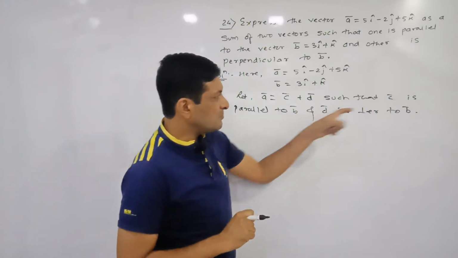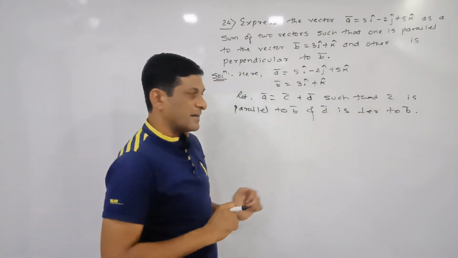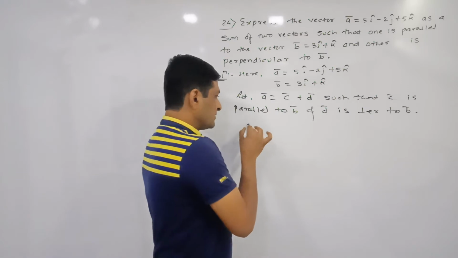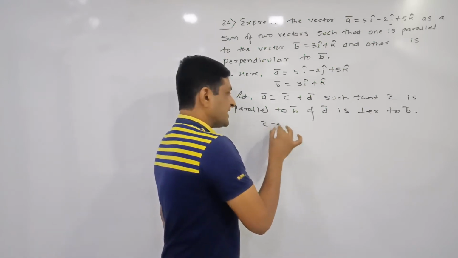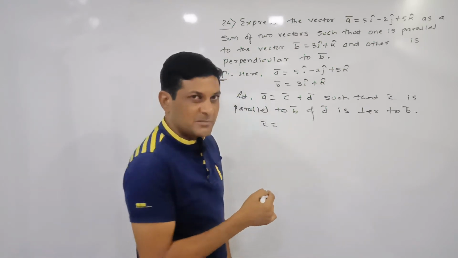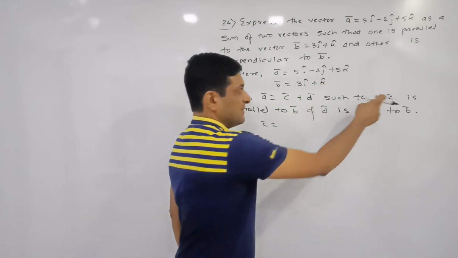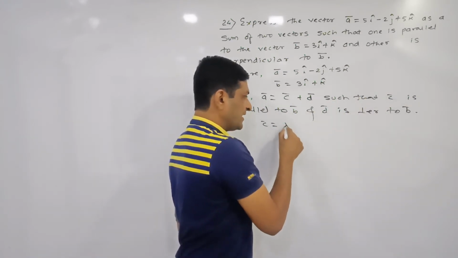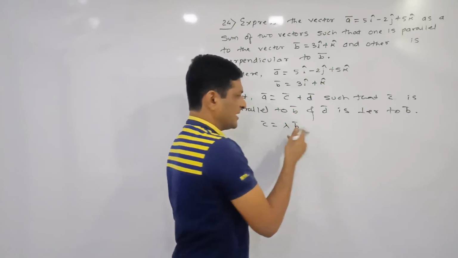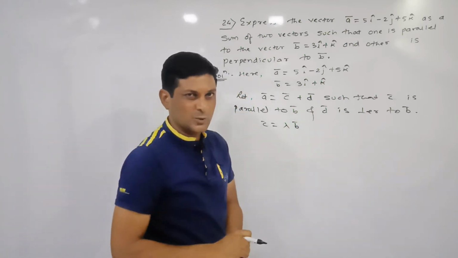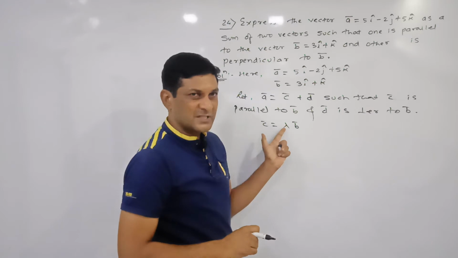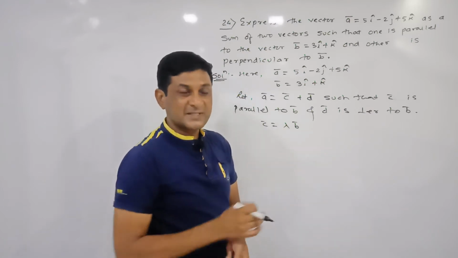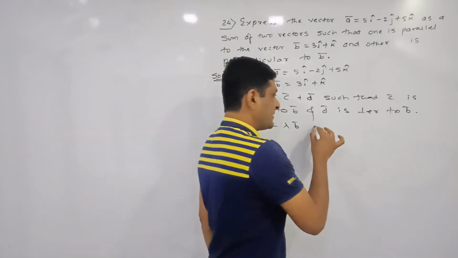Now here C bar is parallel to B bar, this is the given condition. So therefore C bar is expressed as a scalar multiple of B bar. Let us denote the scalar by lambda. We are able to denote a scalar by any notation. At this time I am denoting the scalar by lambda, where lambda is a scalar.